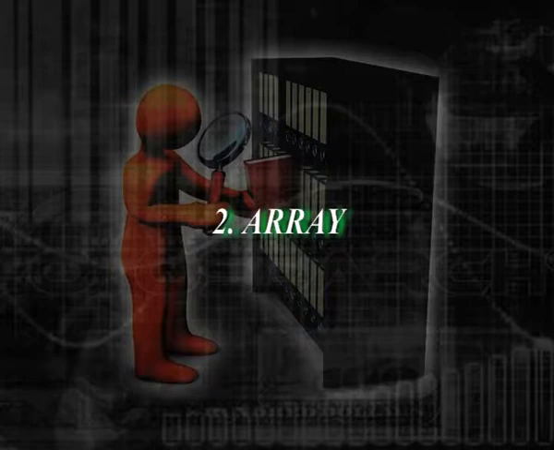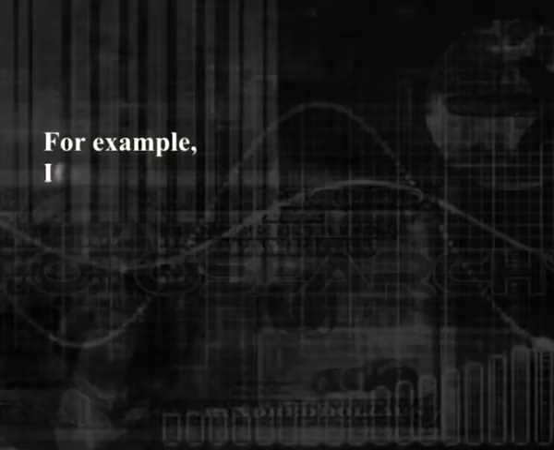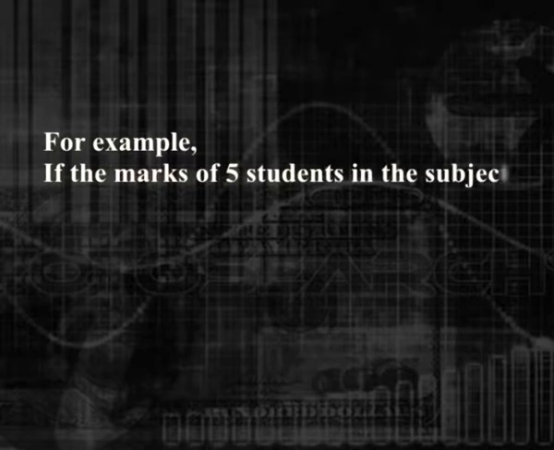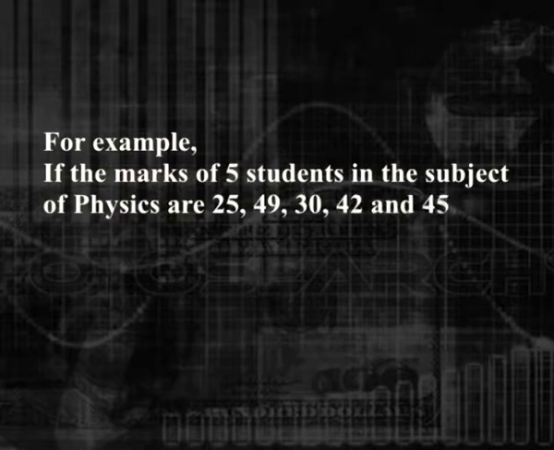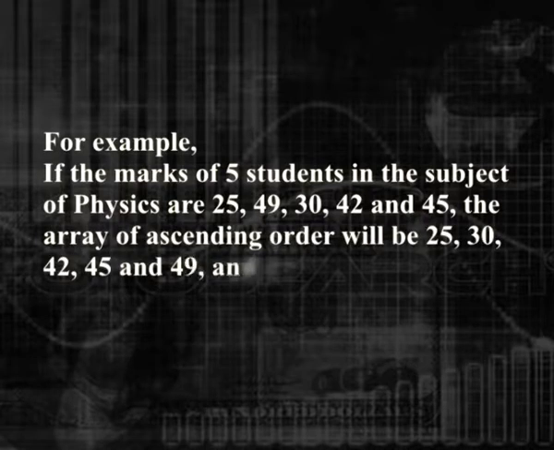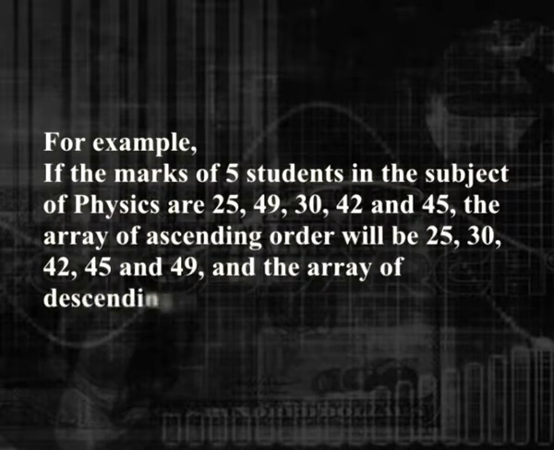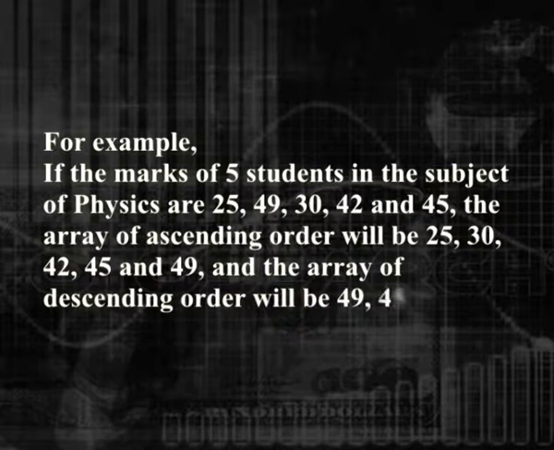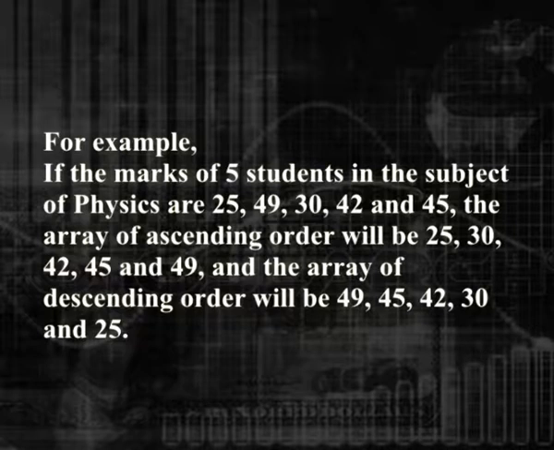Now the second one, array. An array is an arrangement of variables in ascending or descending order of their magnitude. For example, if the marks of 5 students in the subject of physics are 25, 49, 30, 42, and 45, the array in ascending order will be 25, 30, 42, 45 and 49, and the array in descending order will be 49, 45, 42, 30 and 25.